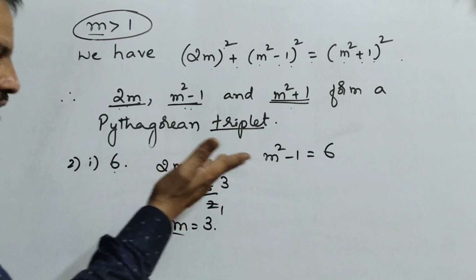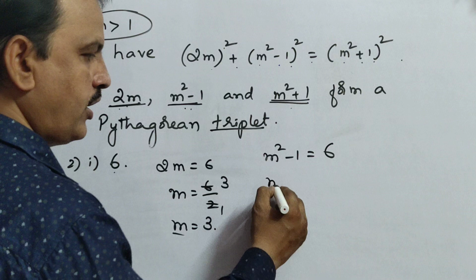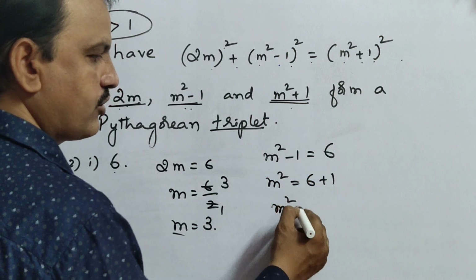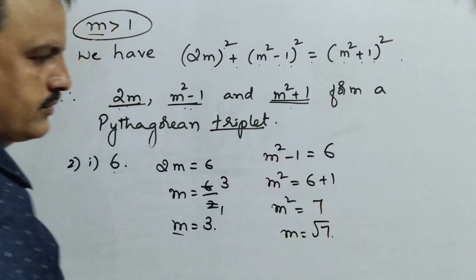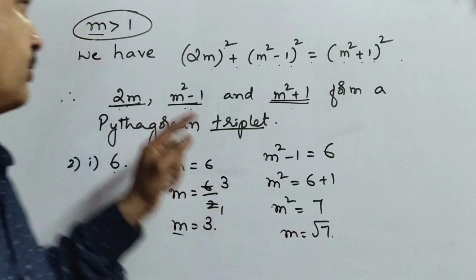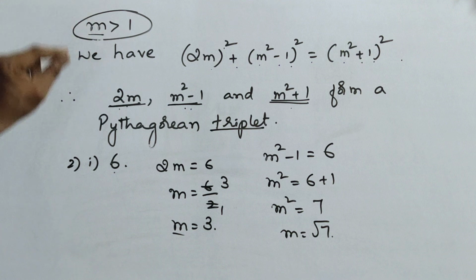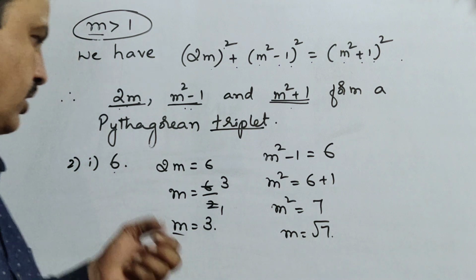You may get doubt. So for that clarification I am doing all this. So m square minus 1 equals 6, so m square equals 6 plus 1, which is 7. So m equals square root of 7. Okay, so it's coming in roots, but it should be greater than 1.